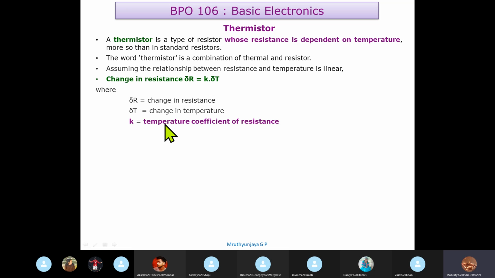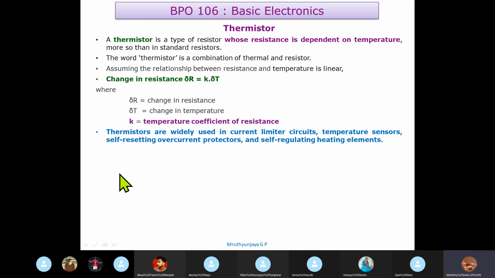The constant is called the temperature coefficient of resistance. So change in the resistance delta R equals K into delta T. So the variation of this resistance is proportional to the variation of temperature. Such a case is called a thermistor.